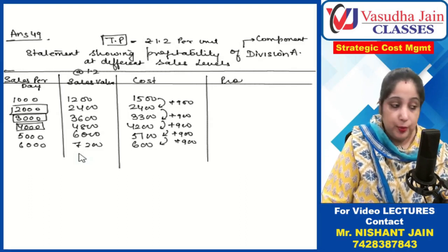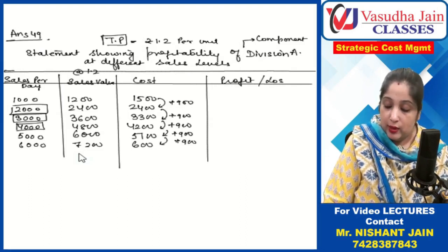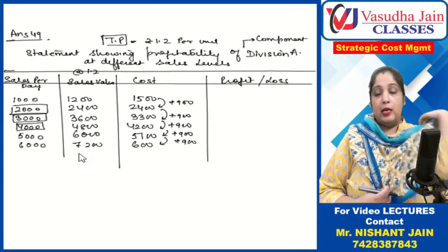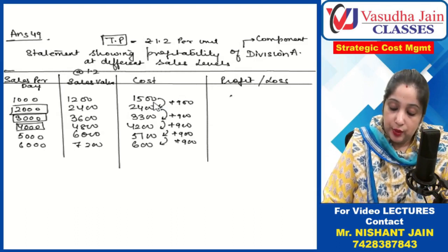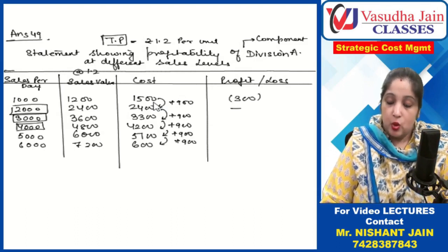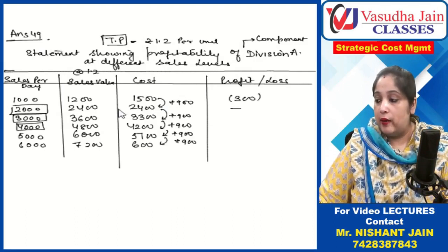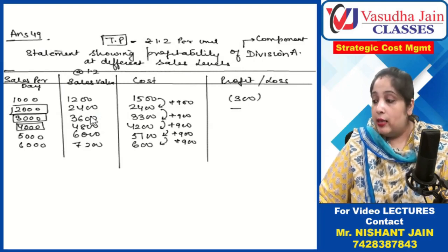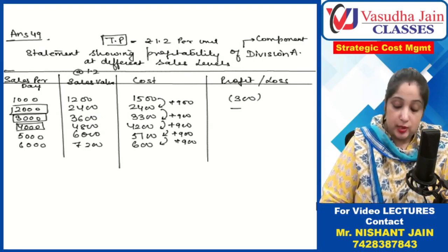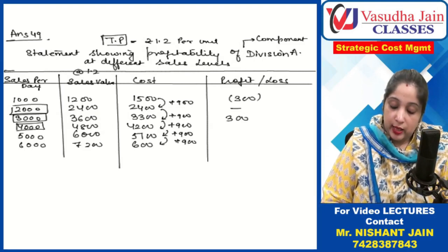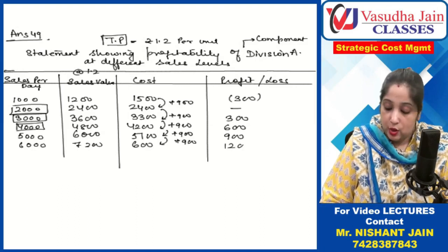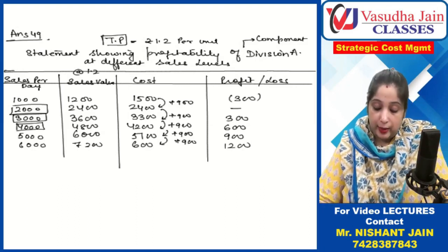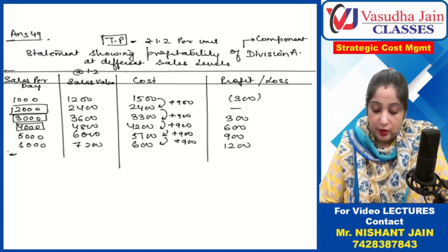Now we can easily compute the profit or the loss, whatever the case is. So 1200 is your sales revenue and your cost is 1500, so you are incurring a loss of 300 here. Here there is no profit or loss because 2400 is the revenue and 2400 is the cost. 3600 minus 3300, so profit is 300 here. In this case 4800 minus 4200, 600 is the profit. Then 900 is the profit and 1200 is your profit. This is the profitability of division A.